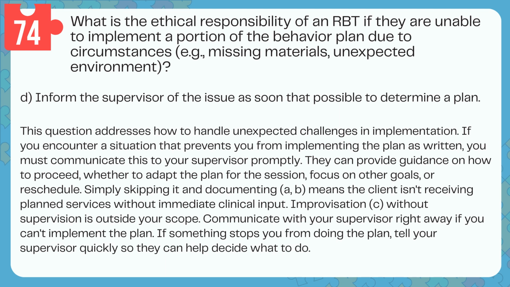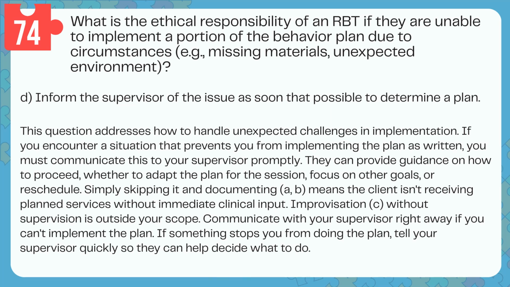Answer: D, inform the supervisor of the issue as soon as possible to determine a plan. This question addresses how to handle unexpected challenges in implementation. If you encounter a situation that prevents you from implementing the plan as written, you must communicate this to your supervisor promptly. They can provide guidance on how to proceed, whether to adapt the plan for the session, focus on other goals, or reschedule.